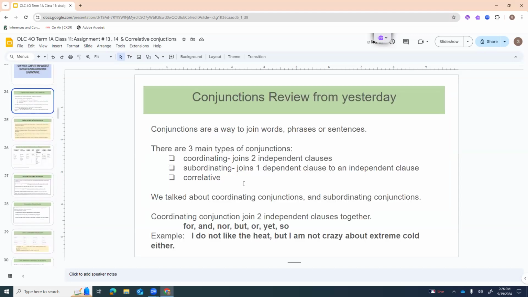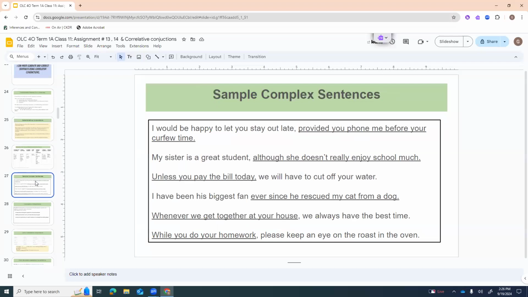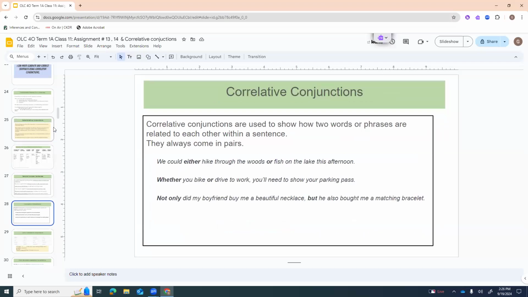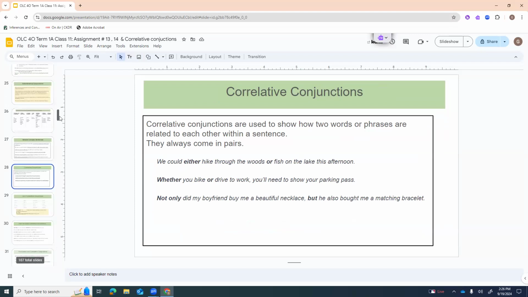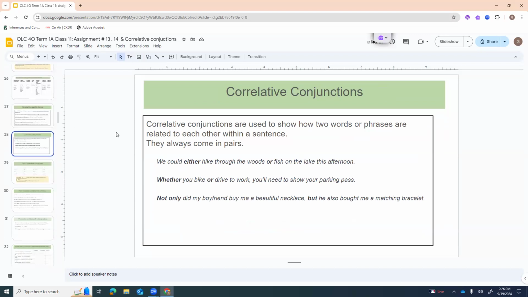We talked about three different types of conjunctions. Coordinating joins two independent clauses. Subordinating joins one dependent clause to an independent clause. And then the last one is correlative, which is what we're going to talk about today. Okay, so correlative conjunctions are used to show how two words or two phrases are related to each other within a sentence, and they're always used in pairs.